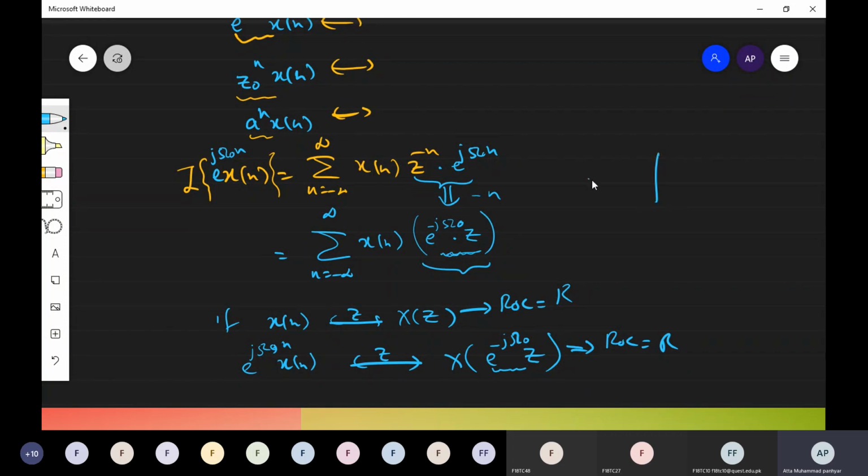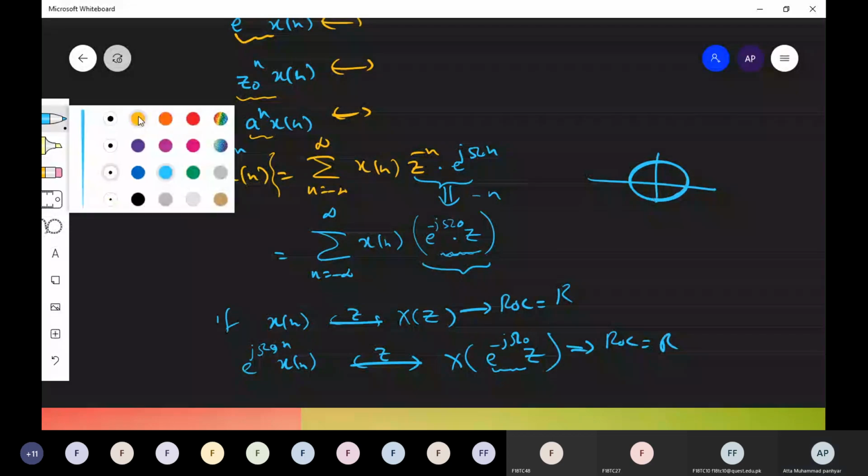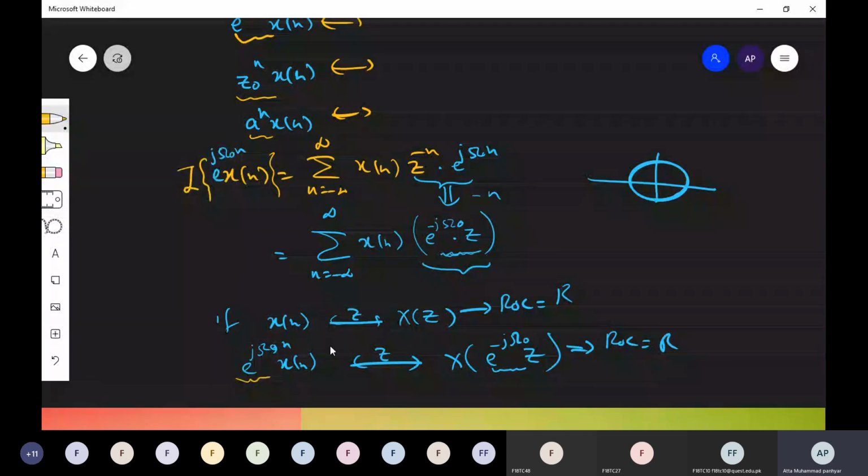So if we have an ROC like this one, then what does this frequency shift do? It just rotates our spectrum, strictly clockwise, right? So this does nothing but rotate the ROC. So there is no change in the ROC shape at all, right?